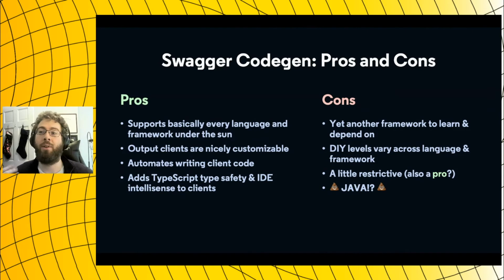Cons, as with every framework, it is yet another one to learn and depend on. I've also found DIY or having to hand set up these things vary a little bit between languages and frameworks. It is a little restrictive, which you might consider to be a pro, in that you can't set up your controllers in wacky, zany, non-standard, non-HTTP RESTful ways. Swagger needs you to be reasonable with them. And then also the main tool chains are in Java, which I think is just the most annoying damn thing. Who wants to write Java? Who wants to get Java to build in Circle CI or whatnot?